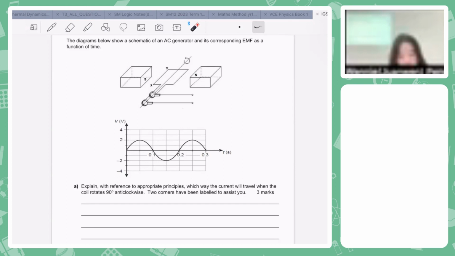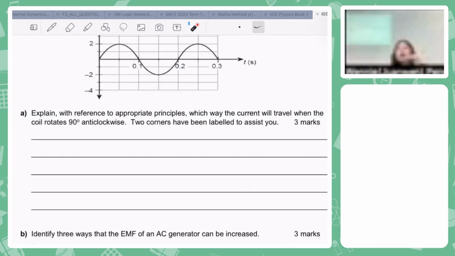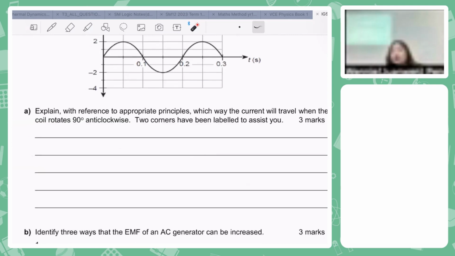Yes. All right, you can do it that way, but if the question labels X and Y, I would recommend you say either X flows to Y or Y flows to X, because clockwise and anti-clockwise depend on which side we view the coil. It might be more detailed that way. The question tells you two corners have already been labeled to assist you, so you use those two corners to say either X to Y or Y to X.